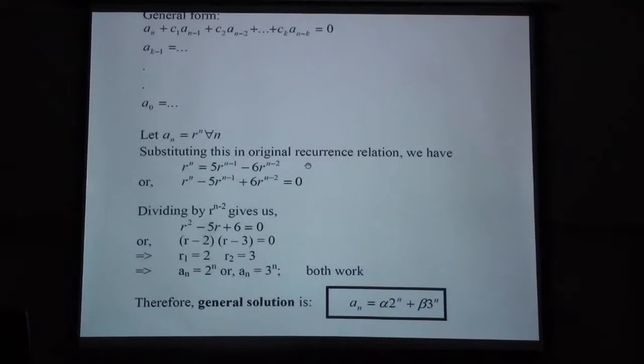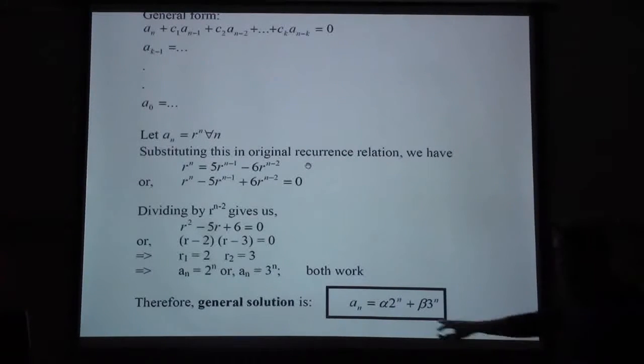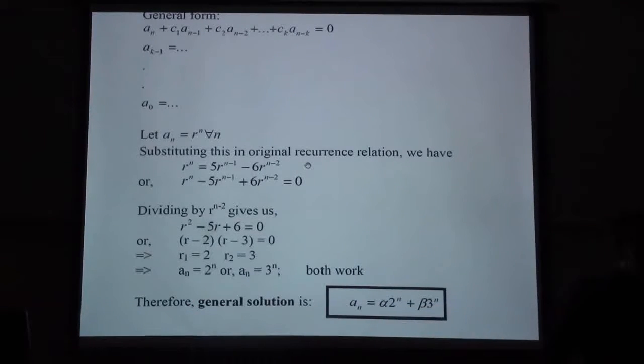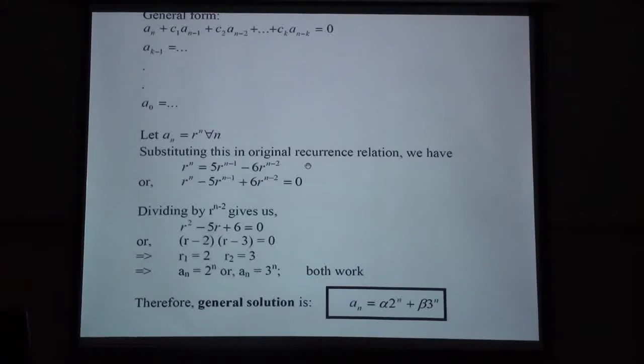So now I have 2 equations in 2 variables. I can solve for alpha and beta. When I solve for alpha and beta, I will replace alpha and beta in the general solution and solve this recurrence for the specific solution for this recurrence with the given initial conditions.